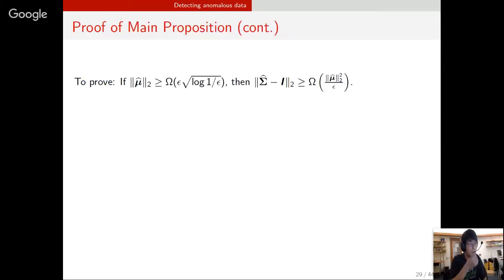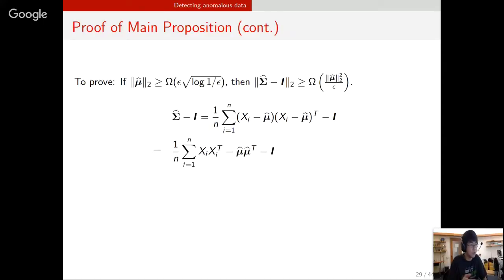But now let's see how to use this lemma to prove the full proposition. Recall what we wanted to prove was that if the 2 norm of mu hat is large, then sigma hat minus identity has large spectral norm as well. Well, how do we prove this? Let's just write things out. Sigma hat minus identity is this thing, just by definition. By some elementary manipulations, you can show that this is actually equal to the empirical second moment of the xi minus mu hat, transpose, minus I.